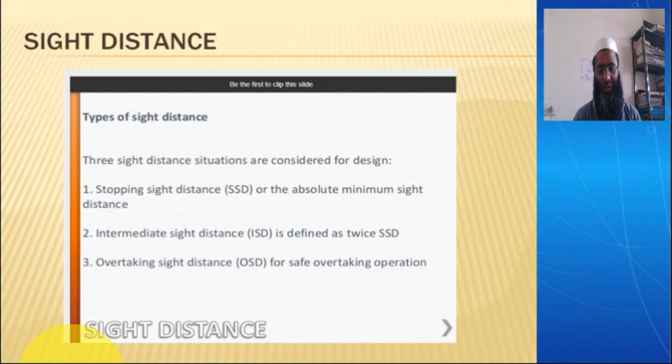Talking about the types of sight distances, we have three types. One is stopping sight distance. That means the minimum distance that a driver needs for stopping a vehicle once he sees an emergency. Intermediate sight distance is defined as twice the stopping sight distance. Once he feels a very urgent emergency, then it is required. Then comes the overtaking sight distance. What is the distance that a driver needs to overtake a vehicle when he feels that overtaking is very important for him?